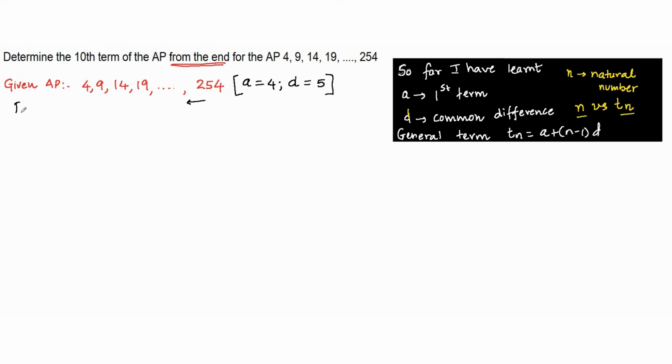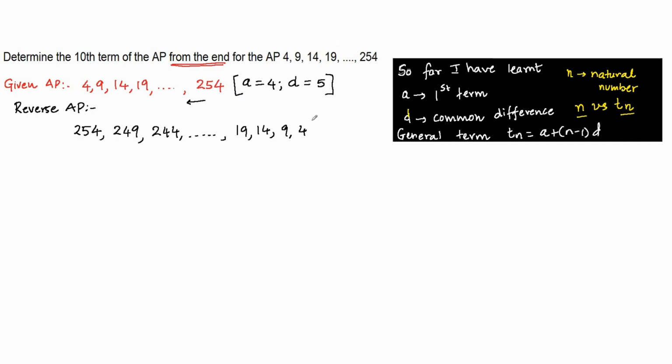Now if I reverse the AP, let's understand why I am reversing the AP. See, I want to find the 10th term from the end. So if I make 254 as my first term, then I basically have to find T10, right? So I'm reversing the AP. So when I reverse the AP, this particular sequence becomes 254. Then the next term is going to be 249, then 244, and this will continue till 19, 14, 9 and 4. You will notice that this particular sequence is also an AP, right?